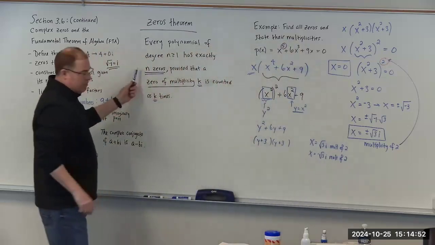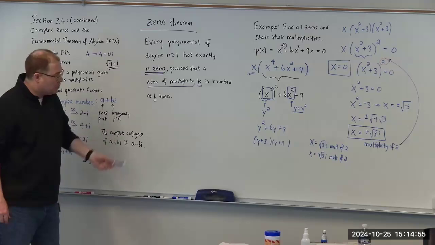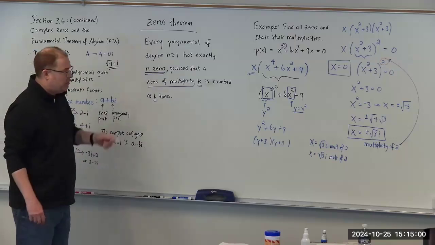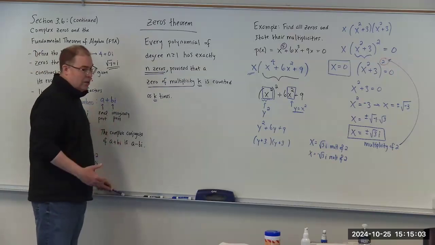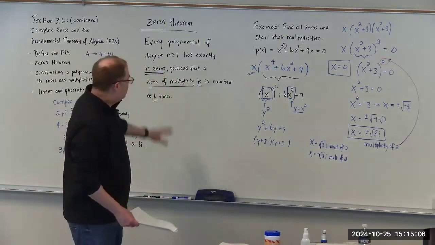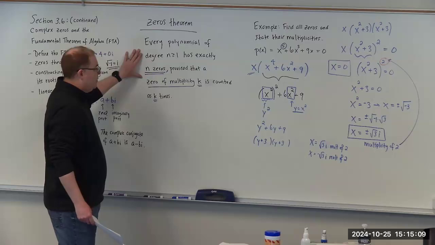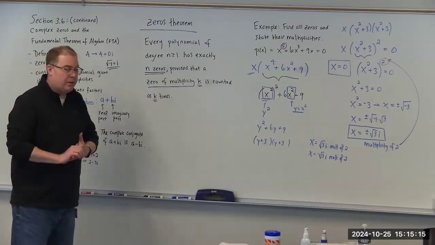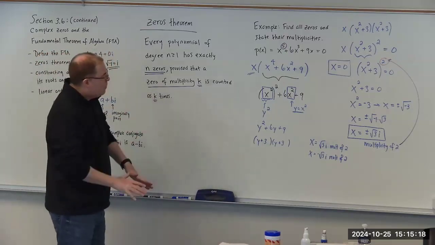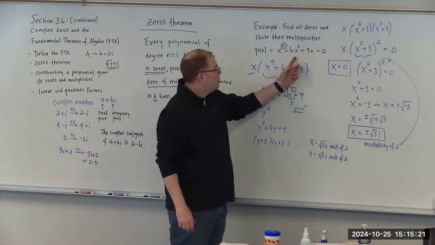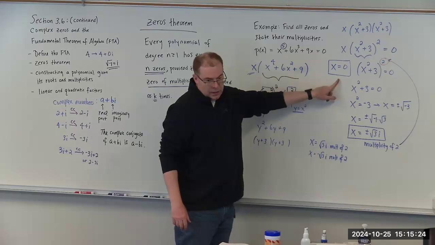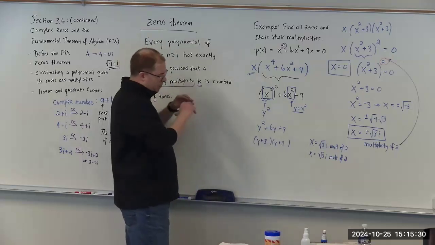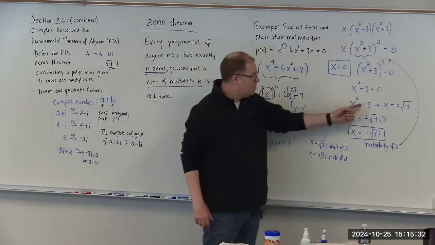So that's what this is saying: we count the roots along with their multiplicities, and that total is going to equal the degree of the polynomial. This is assuming that we're working with complex numbers, because this doesn't hold true if we're working with just real values. If we were just working with real numbers, this solution would only have this one, zero. If we allow the complex numbers, then we're able to solve something like this.